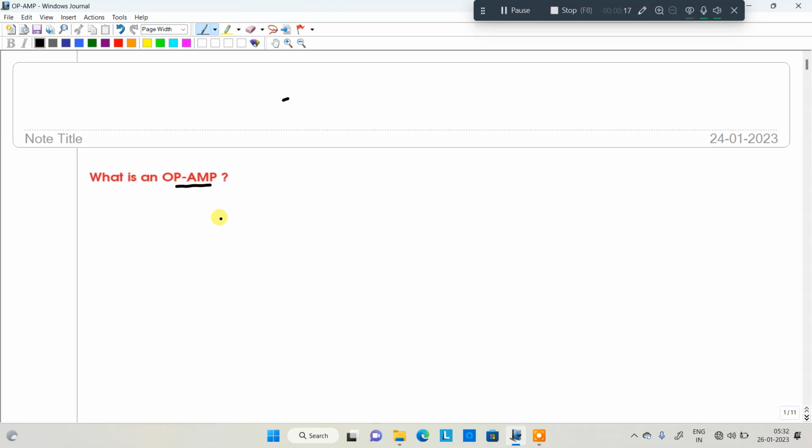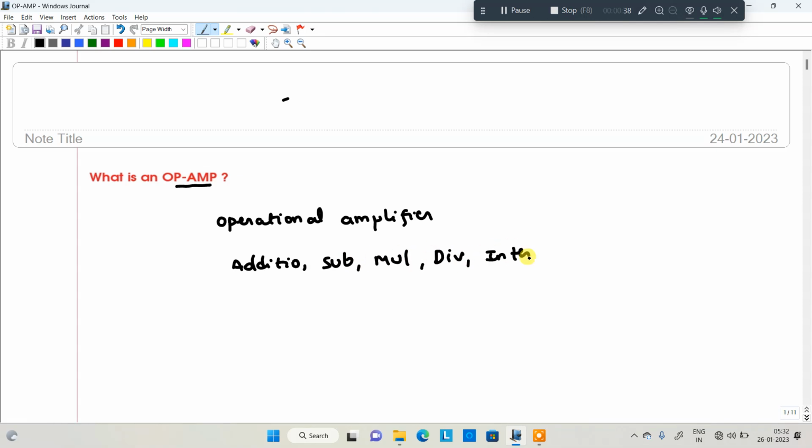It is an operational amplifier which can perform different operations like addition, subtraction, multiplication, division, integration, and differentiation, etc. So that means that only one IC can perform many operations. That's why it is called an operational amplifier.